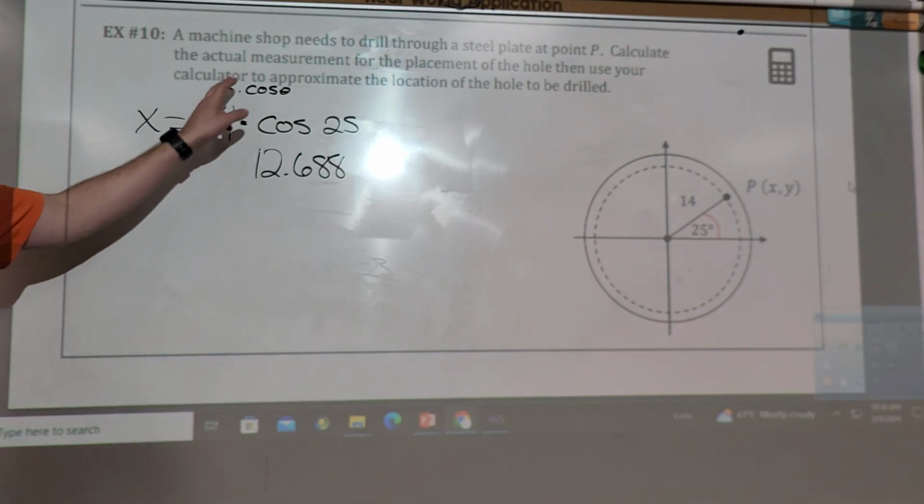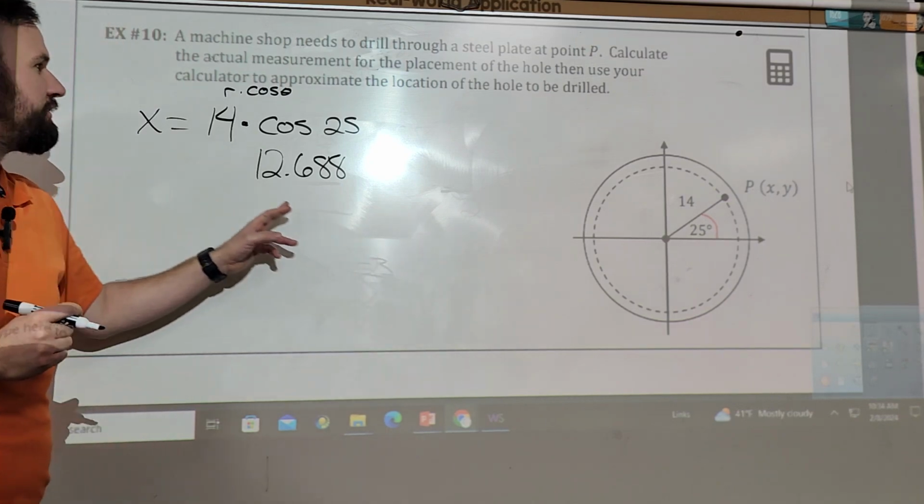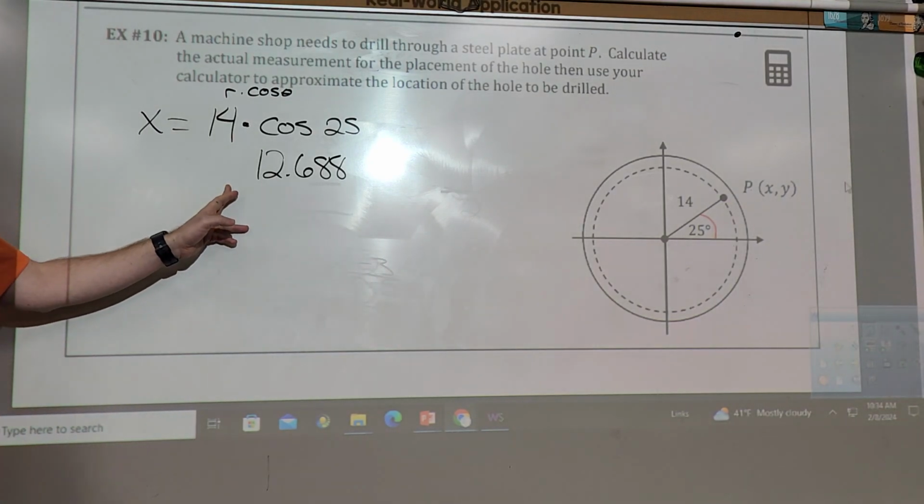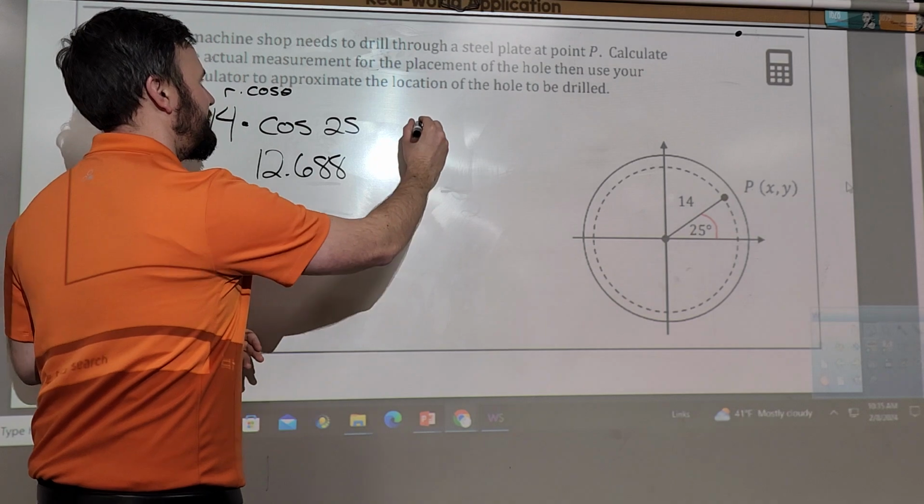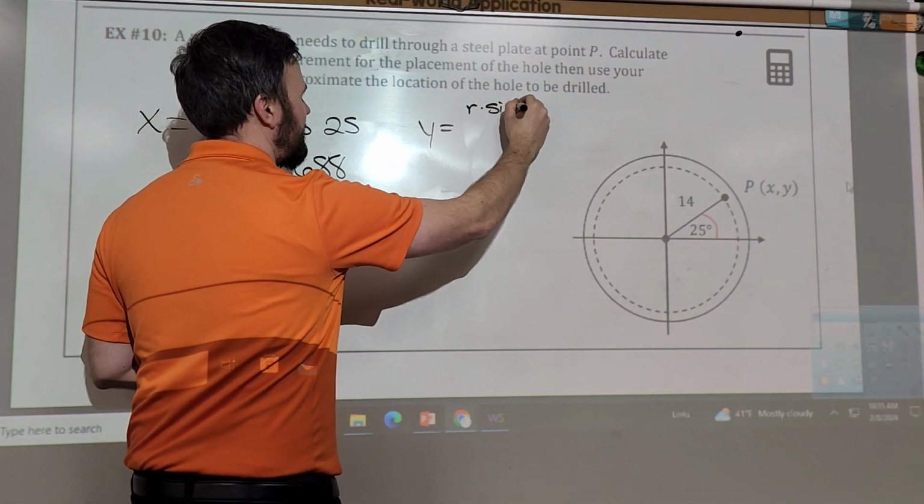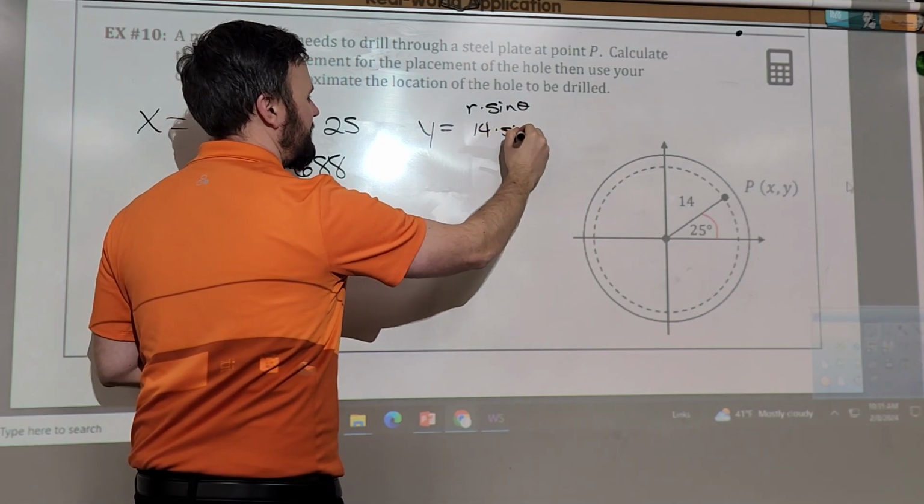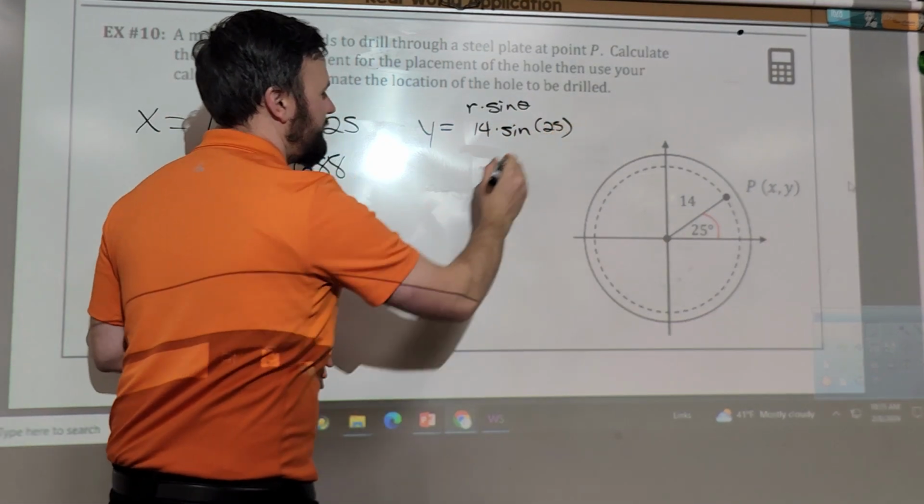Again, if I would have showed you this exact problem and asked how do you figure out x and y back in algebra 1, would you think it was legitimately 2 steps? Okay, one person would. Isn't that neato though? y is r times sine of theta, which is 14 times sine of 25.